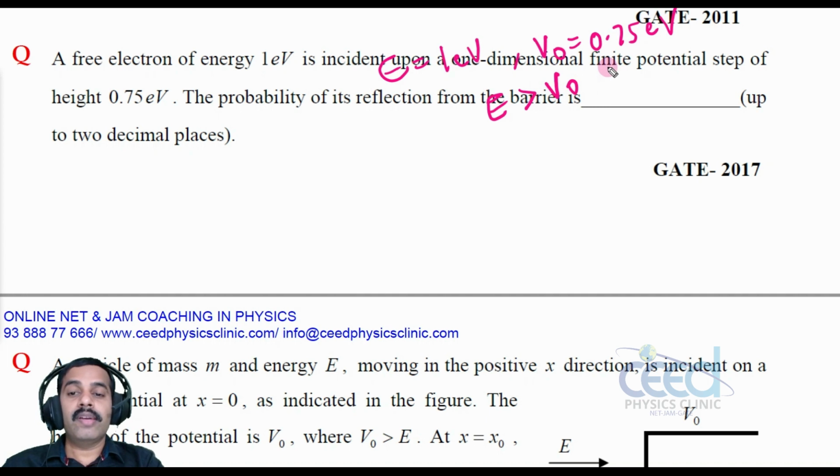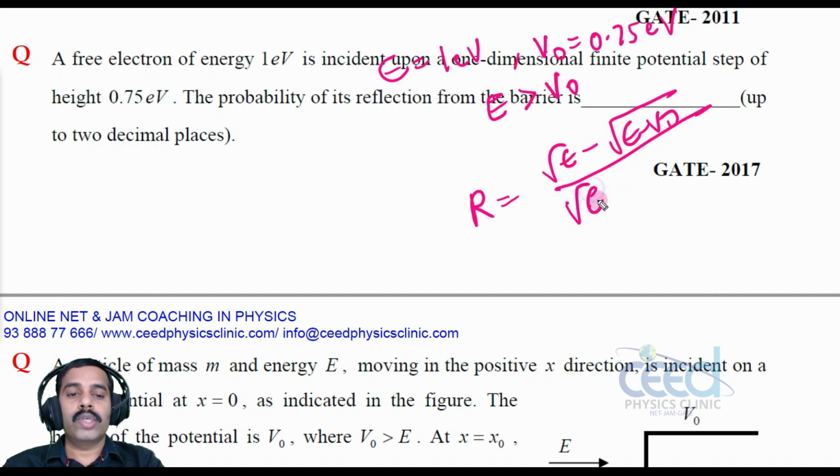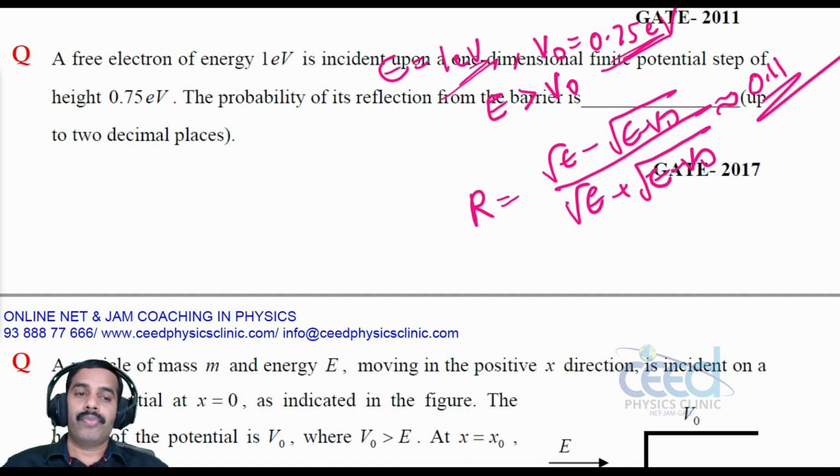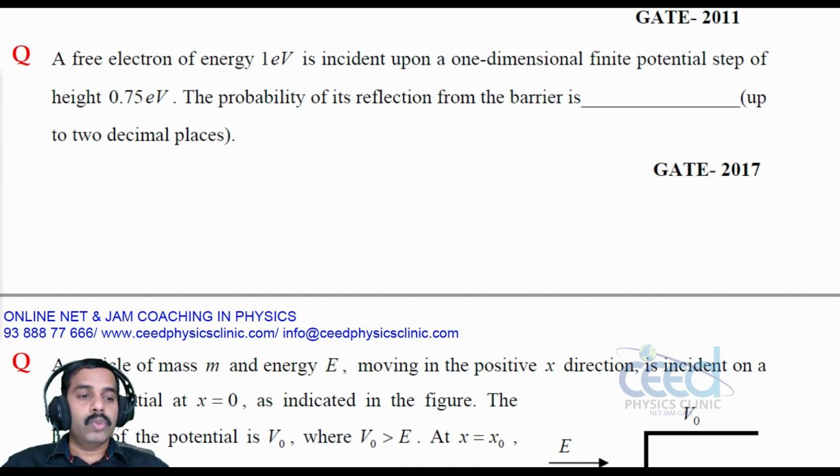If E is greater than V0, what have we studied for the reflection coefficient? We have studied a relation like this: root E minus root E minus V0 divided by root E plus root E minus V0. We have derived this relation, right? Now we can substitute the E value given and the V0 value given. So let me check the answer. When you solve this, you will get 0.11 as the answer, right?